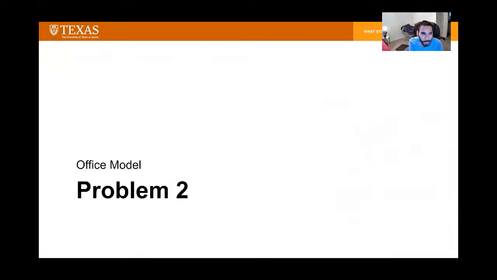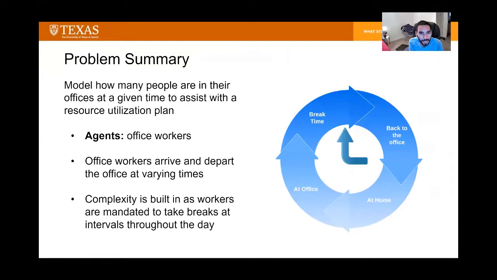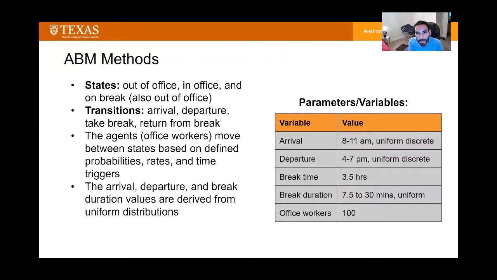For problem number 2, we'll be talking about the office model. For this model, we're trying to find how many workers are in their offices at any given time. The arrival and departure hour from the office are uniformly distributed across a range of hours for the entire population. To add complexity, the workers, as the agents in this model, are mandated to take breaks during the day. To proceed with the model, 3 states were included: out of office, in the office, and on break, which adds to the number of people out of the office.